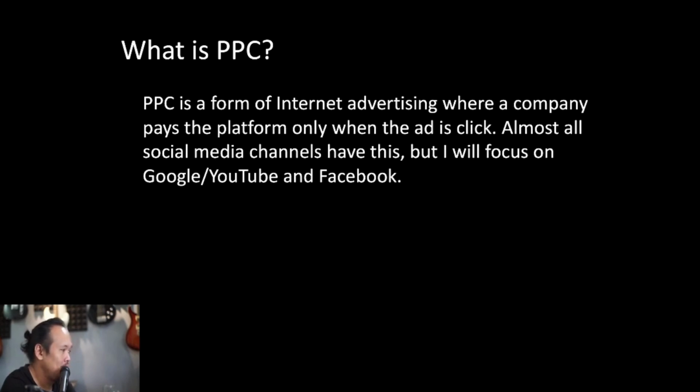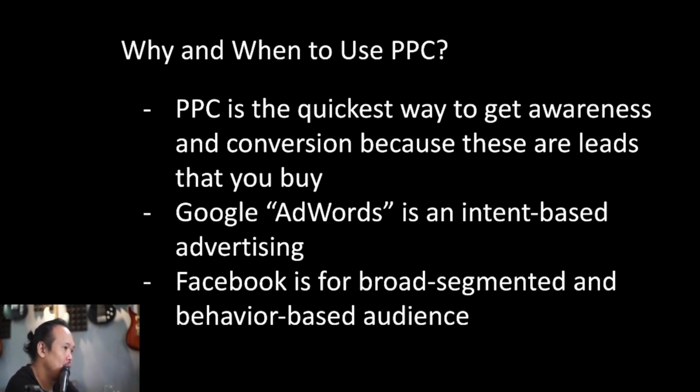So with PPC, you can set different goals and you can work with a different budget range. There are different types of online ads. In Google, for example, there's pay per click, pay per impression, pay per view, or the commonest one, of course, is PPC. Why and when should you use PPC? While PPC is the quickest way to get awareness and conversion because these are leads that you buy.